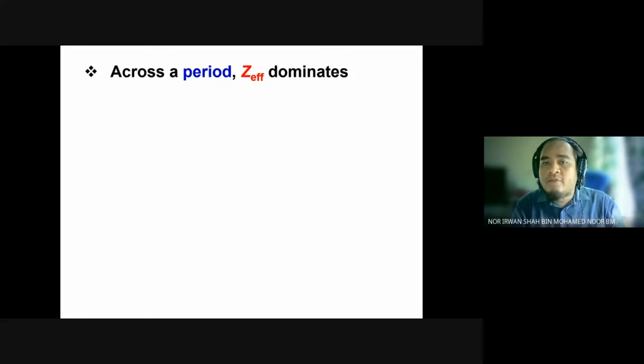Why? Because all of these elements berada dalam same period. Ingat lagi kan? Same period, same value of n. Sebab tu kalau kita move across a period, n is not the main factor that we need to consider. So therefore, the factor that we need to consider as we move across the period adalah effective nuclear charge. Okay, kenapa? Dia macam ni.